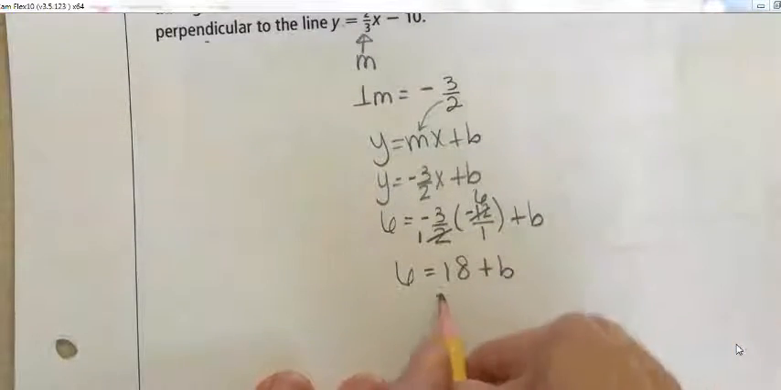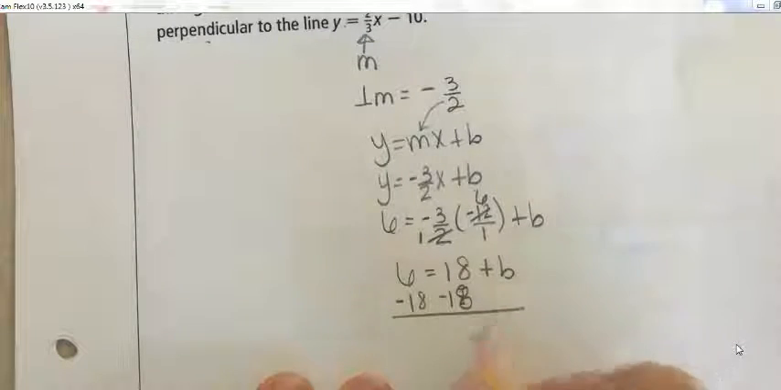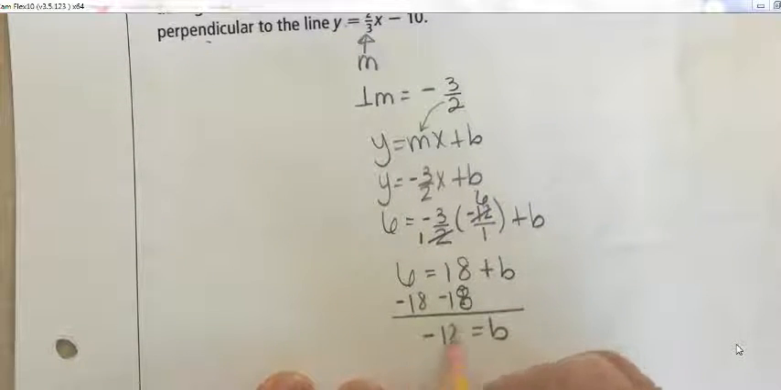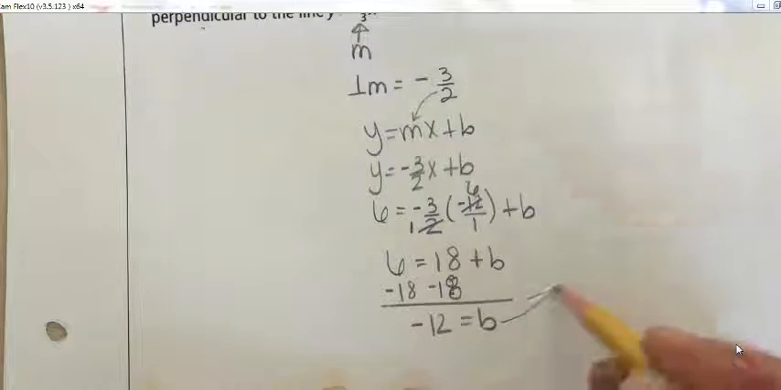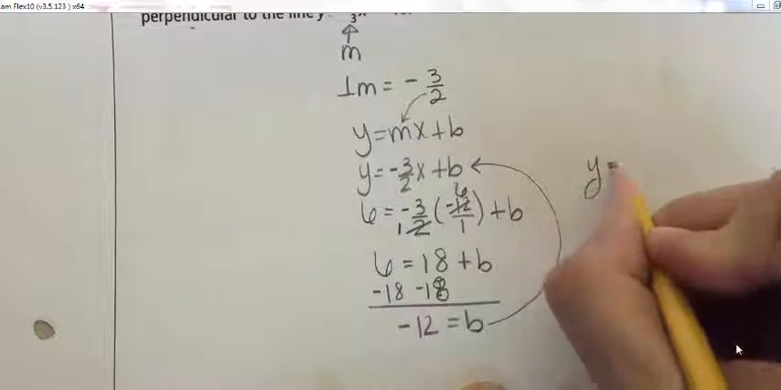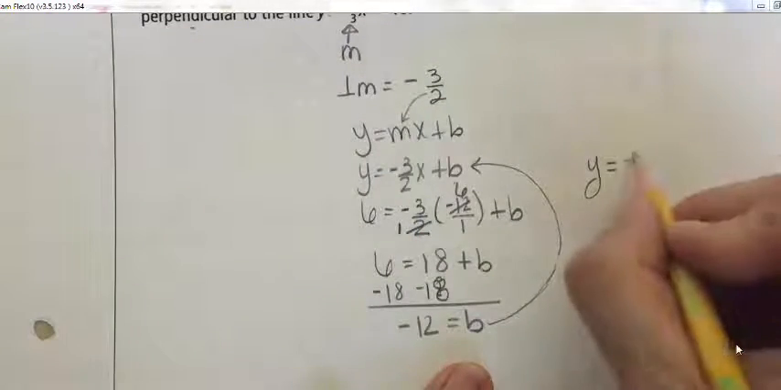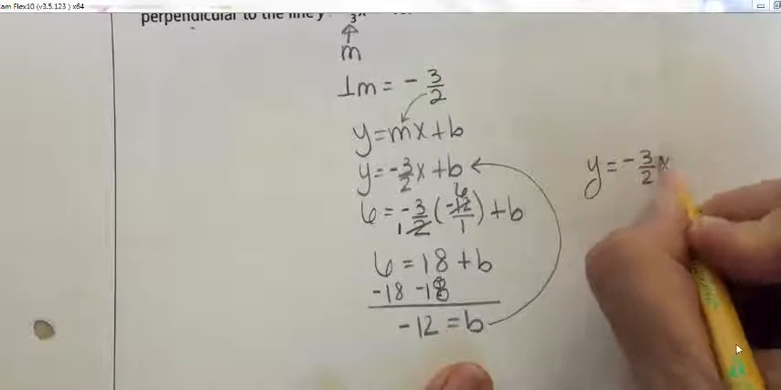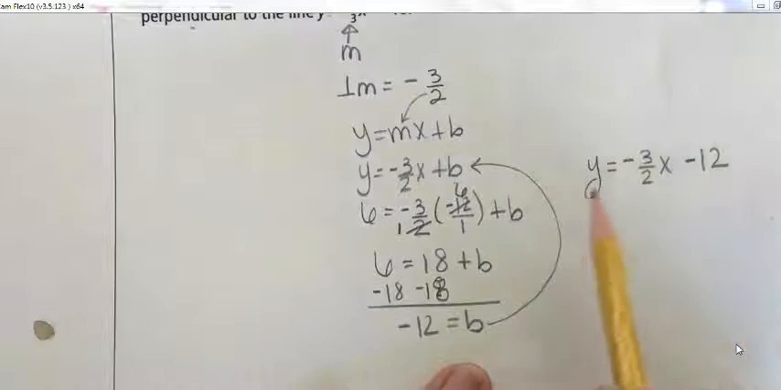Solving for b. Oops, why am I writing 12? Minus 18 from both sides. So b is going to equal -12. So now I just take that and I plug it right back up in here where my b is. So the perpendicular, or the equation of the perpendicular line to the line we were originally given, is y equals -3/2 x and a -12, or plus -12, however you want to write that.